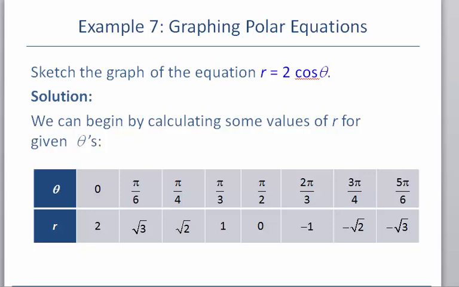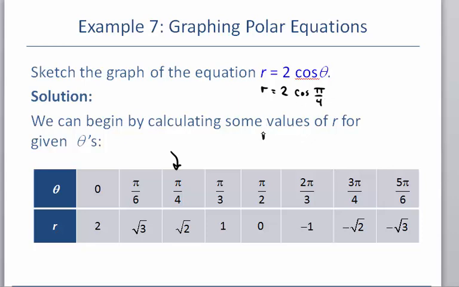And so you would pick values for theta, you would plug them into the equation, and you would get the r value. So for example, if I were to pick pi over 4, just to look at one of these, I would plug pi over 4 in for my theta value.